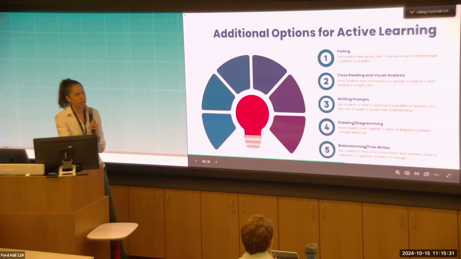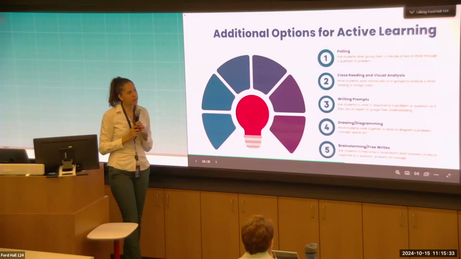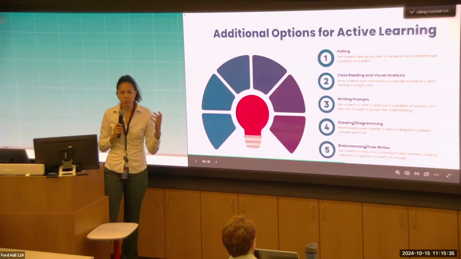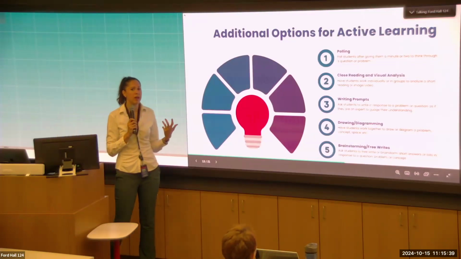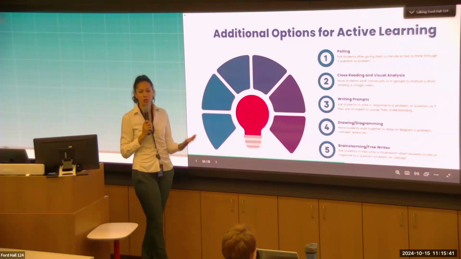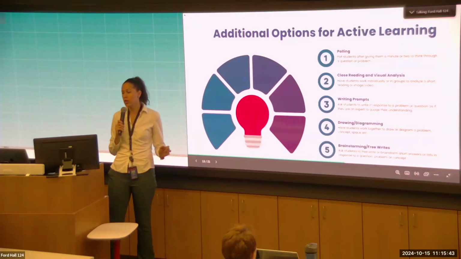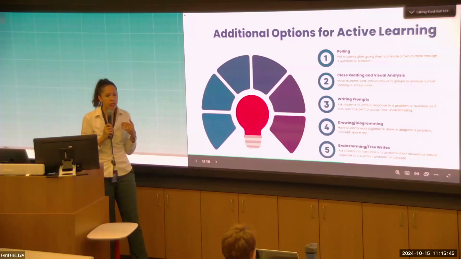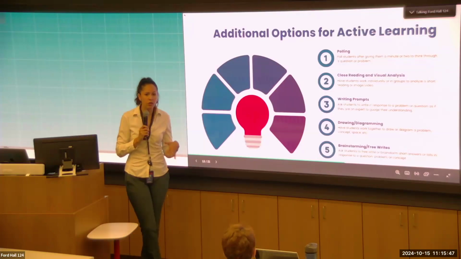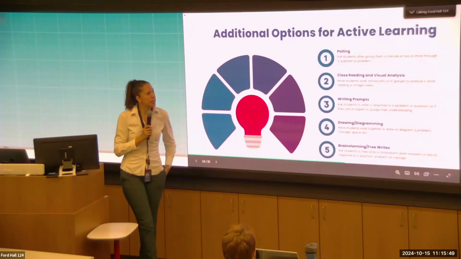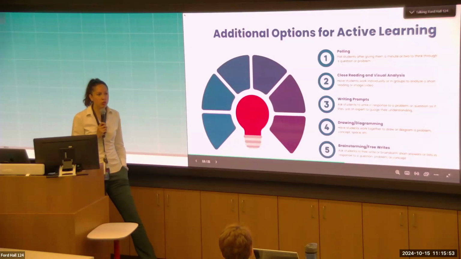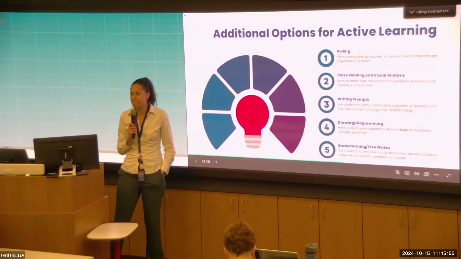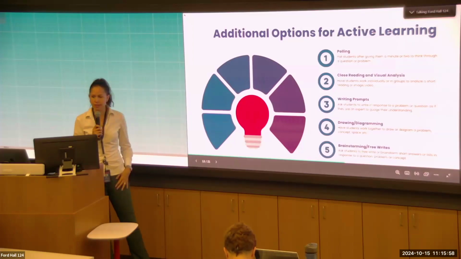So here's some additional options for active learning. You can do polling like I did at the beginning of the class. SMU does have access to Poll Everywhere. So if you just want to request an account, you can just send a message to the help desk and they can provide you with an account and you can create these polls. And it's always nice to give the students time to think about the topics that you just discussed.